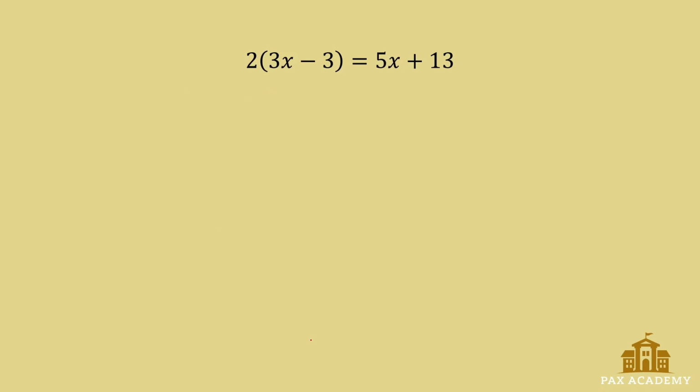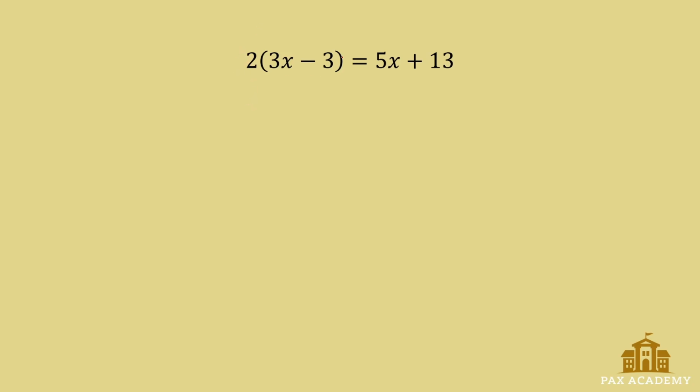In this case, things are getting a bit tougher. The equation reads 2 times open brackets 3x minus 3 close brackets is equal to 5x plus 13. When you come across an equation that has brackets, always multiply them out before rearranging.